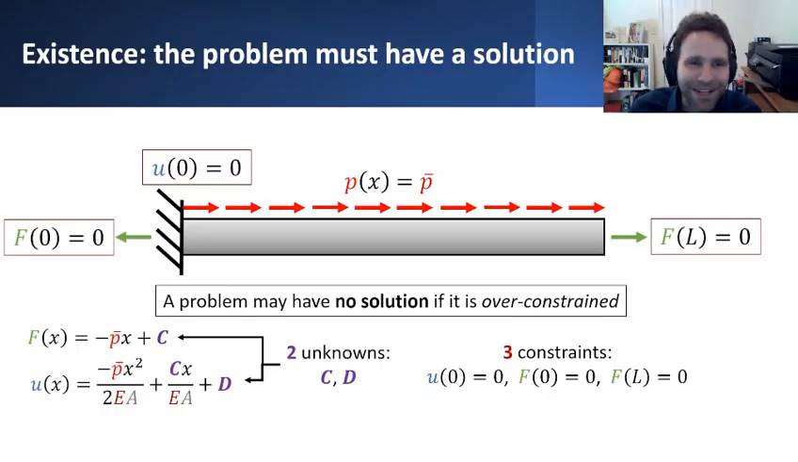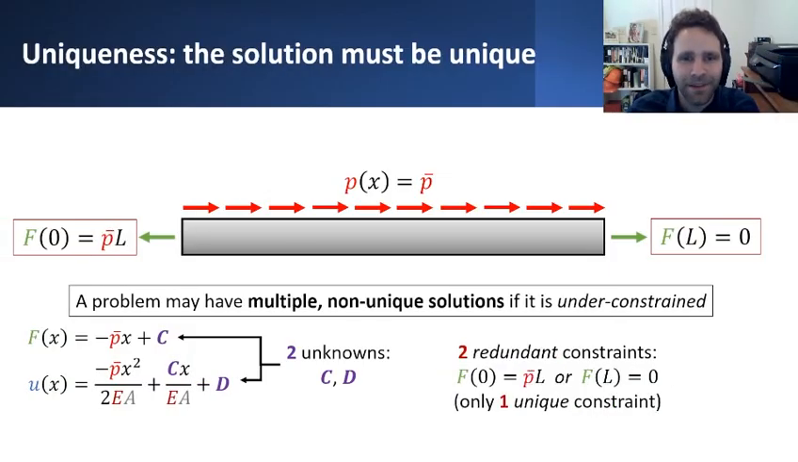So that's another way of looking at this issue of solution existence, is that you have a mismatch between the number of constraint equations that you're imposing through these boundary conditions versus the number of unknowns that you might have to actually try to enforce those constraints.